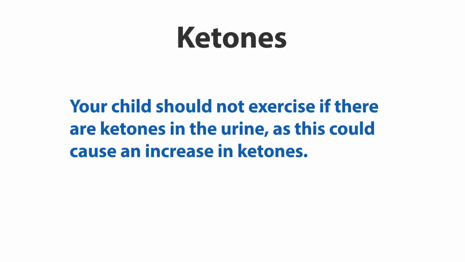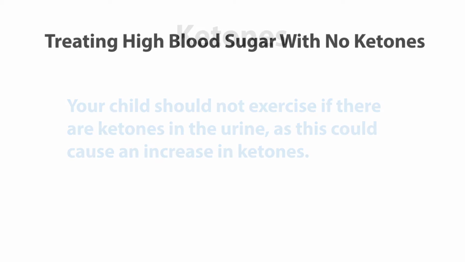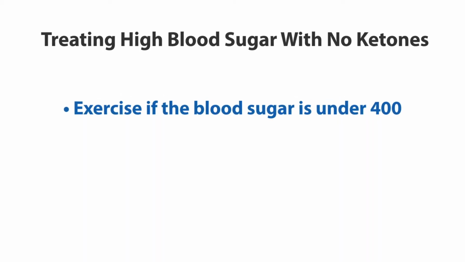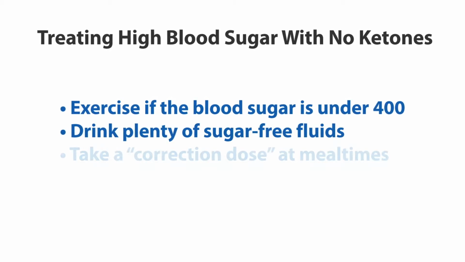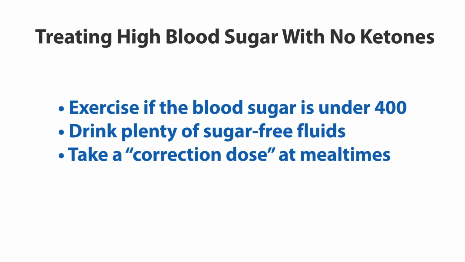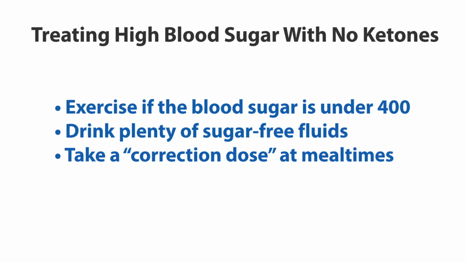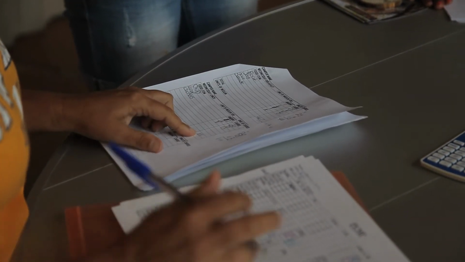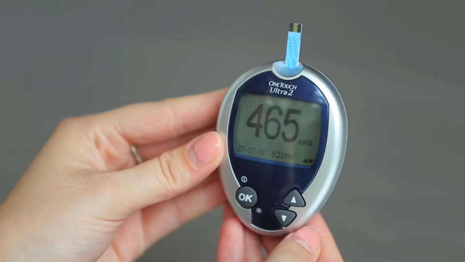Your child should not exercise if there are ketones in the urine, as this could cause an increase in ketones. To treat high blood sugars when there are no ketones in the urine, your child can exercise if the blood sugar is under 400, drink plenty of sugar-free fluids, and also do a correction dose at mealtime. A high blood sugar is not an emergency, although it does need to be written down and reported to the endocrinology team, along with other weekly readings to consider an adjustment in insulin.